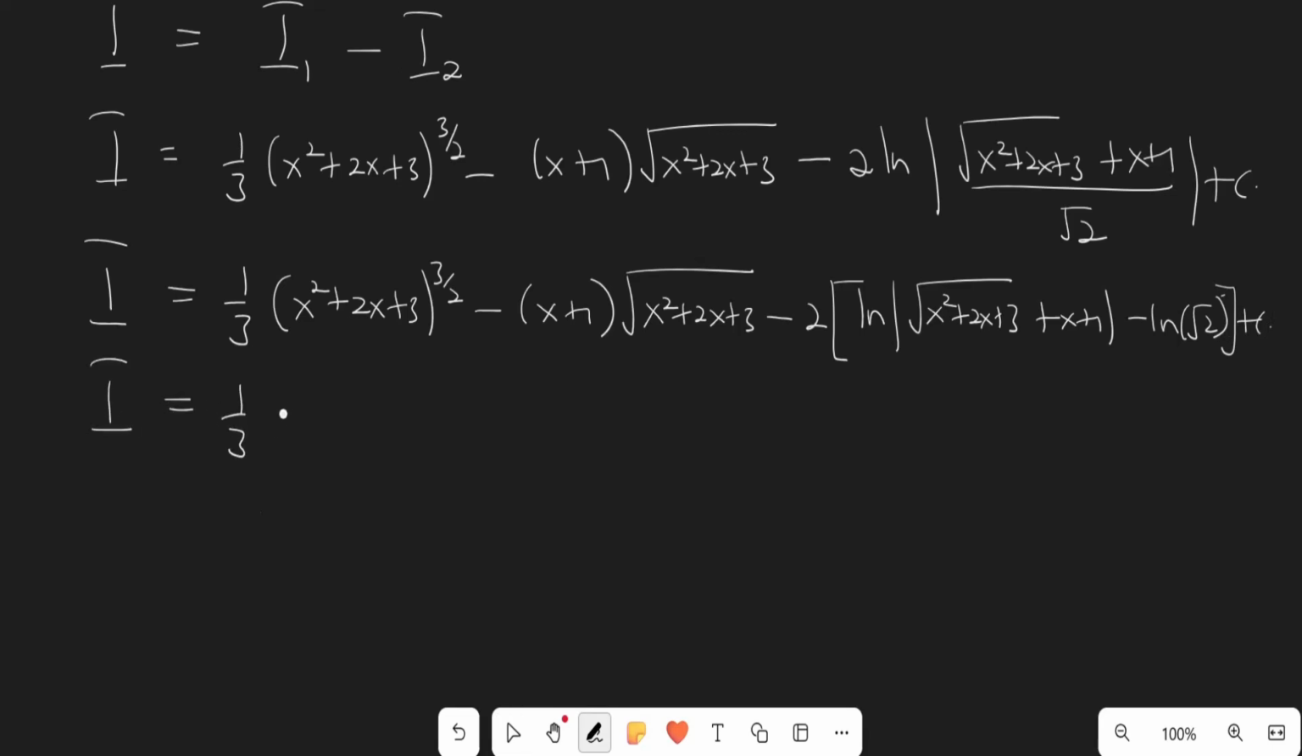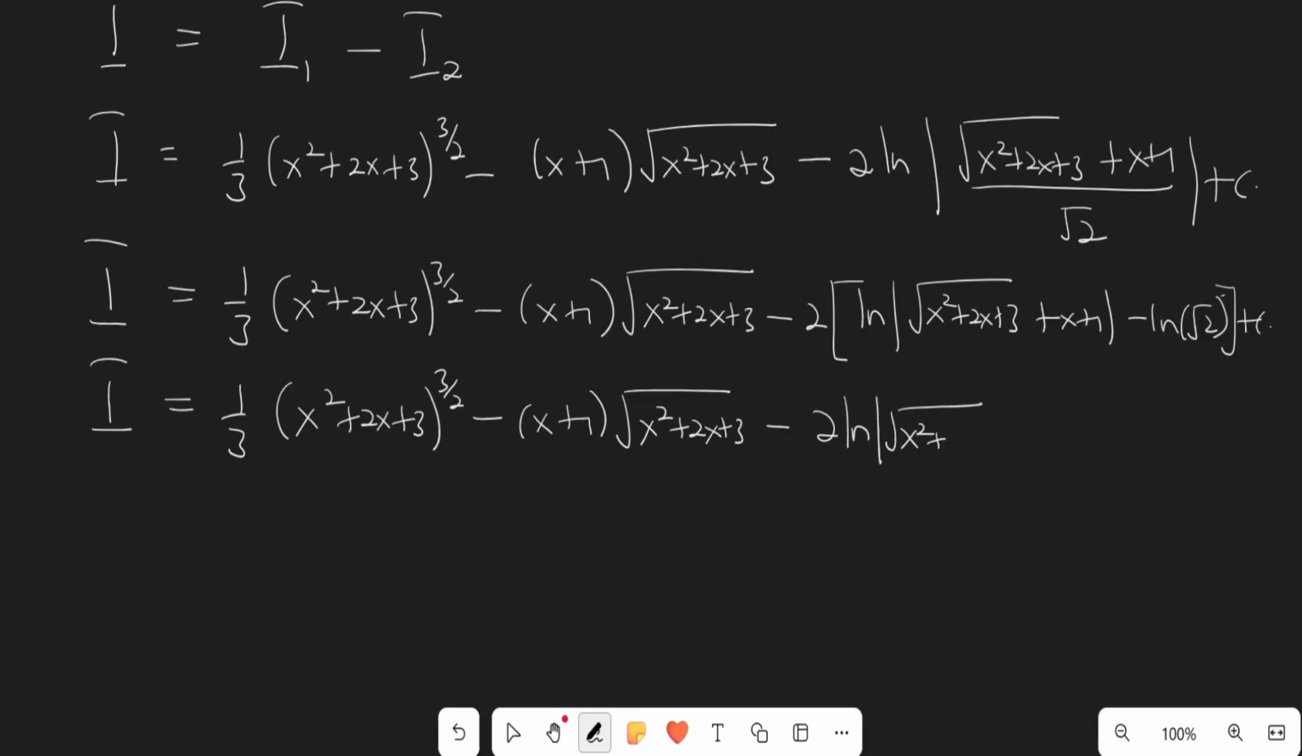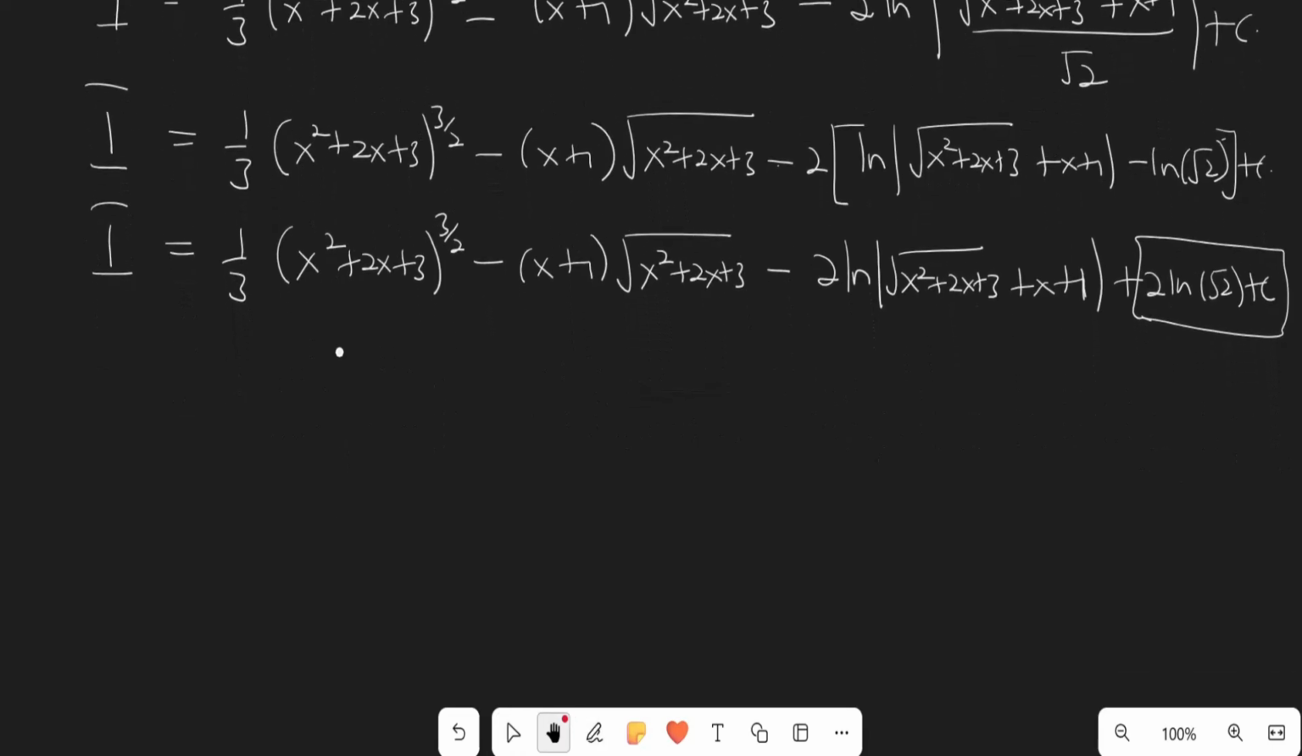So I is going to be 1/3 (x squared plus 2x plus 3) raised to the power 3 over 2 minus (x plus 1) times the square root of x squared plus 2x plus 3 minus 2 times the ln of the absolute value of the square root of x squared plus 2x plus 3 plus x plus 1, and then minus 2 times negative this, that is going to be positive 2 ln of the square root of 2, plus constant. You can classify this one as another constant of integration.